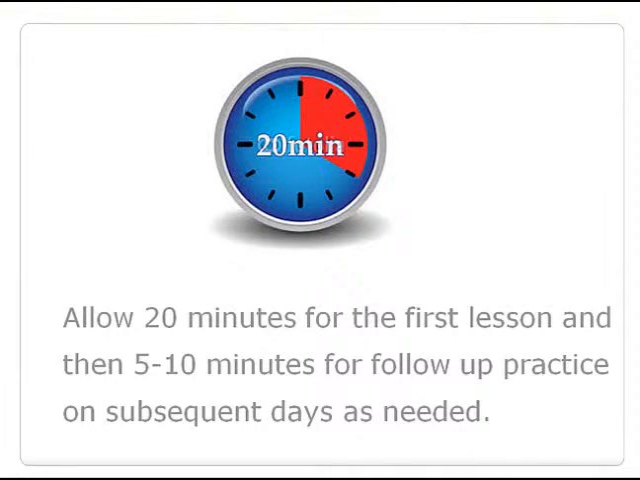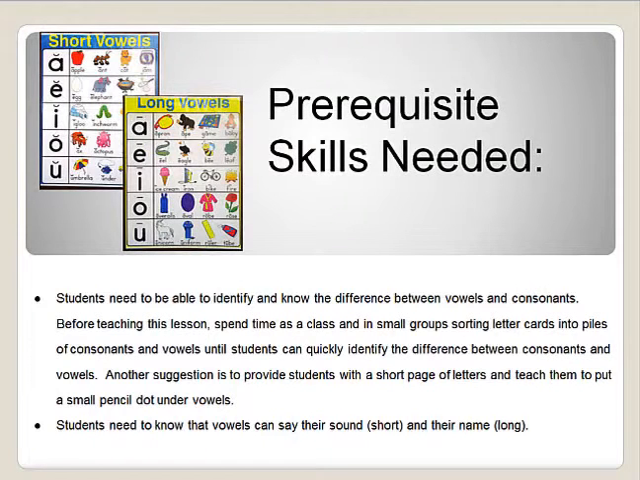Allow 20 minutes for the first lesson and then 5 to 10 minutes for follow-up practice on subsequent days as needed. Students need to be able to identify and know the difference between vowels and consonants. Before teaching this lesson, spend time as a class and in small groups sorting letter cards into piles of vowels and consonants until students can quickly identify vowels and consonants.